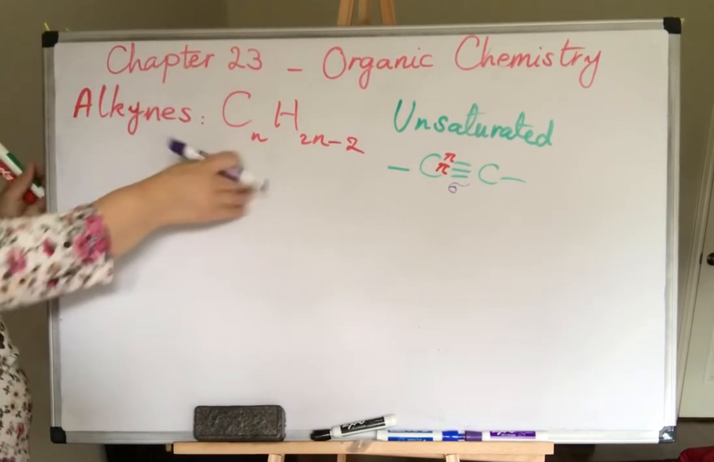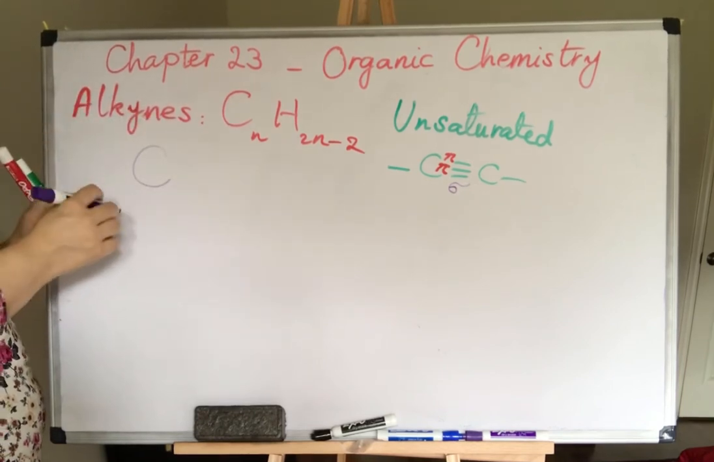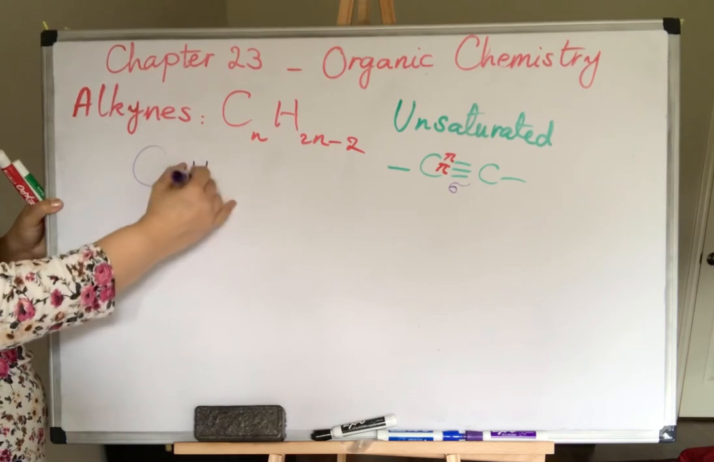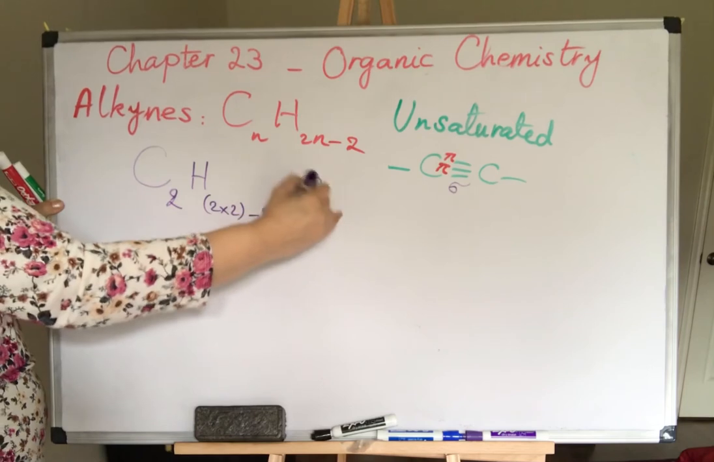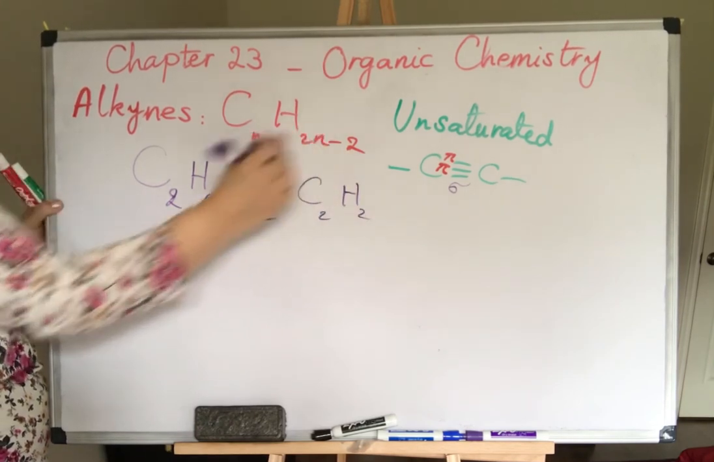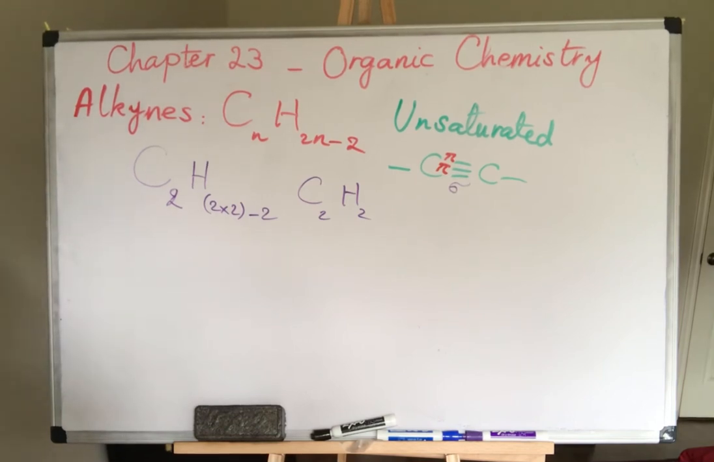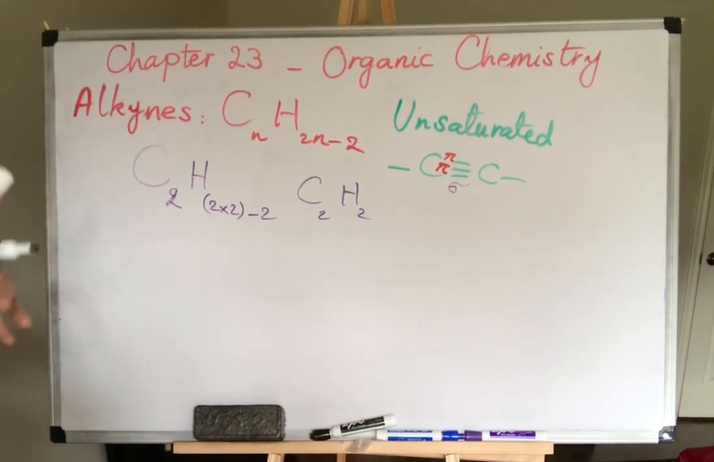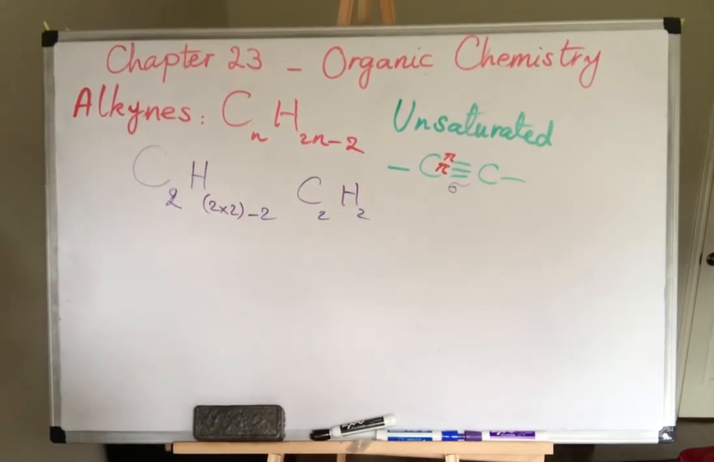So if you want to write down a formula for an alkyne, how do you write it? If you have two carbons, 2 times 2, right, minus 2 is C2H2. So that's how you write the formula. I'm not going to ask you anything about the reactions. Just know that these alkynes are even more reactive than alkenes because now they have 2 pi bonds to saturate.